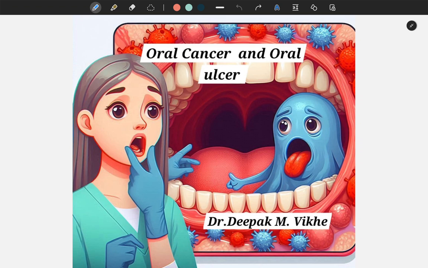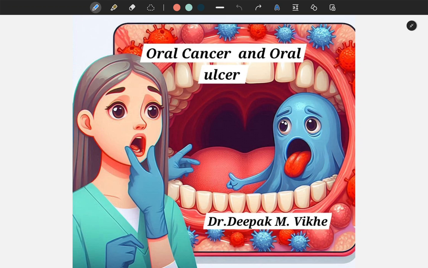For example, what are the causes of oral ulcers? Trauma, stress, infections, nutritional deficiencies. For example, the main cause of oral ulcer is trauma caused by sharp teeth. So the patient should visit the dentist, and the sharp teeth should be rounded well, and the trauma should be relieved for the patient. The main causes of oral cancer are tobacco, alcohol, various systemic diseases, chronic irritation, and genetics of the patient.